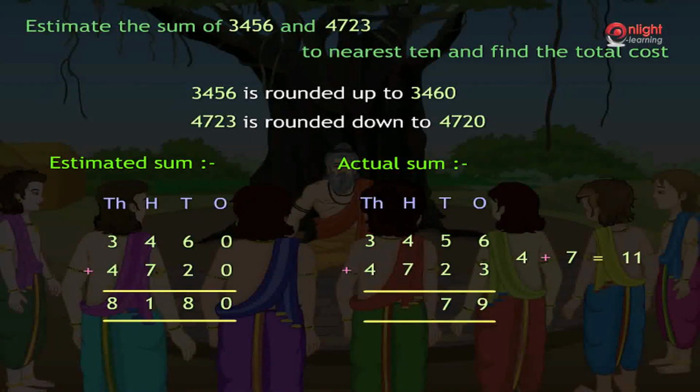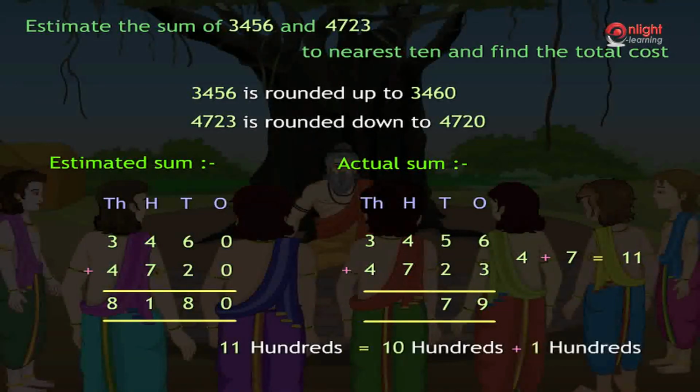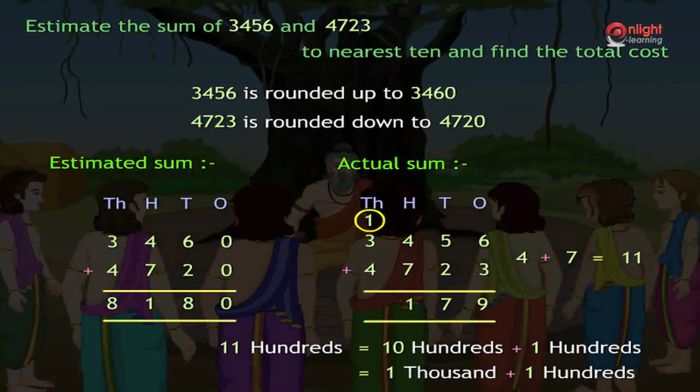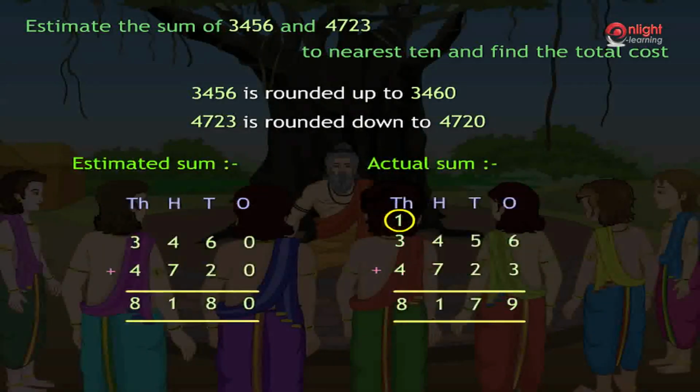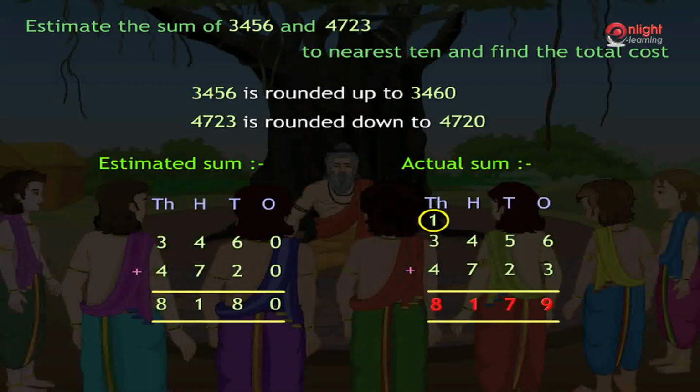Here we need to group it. So we have 10 hundreds plus 100, that is equal to 1000 plus 100. So writing 100, we take 1000 to thousands place. Now adding 1, 3, 4 in thousands place, we get 8,000s. So the actual sum is 8,179.